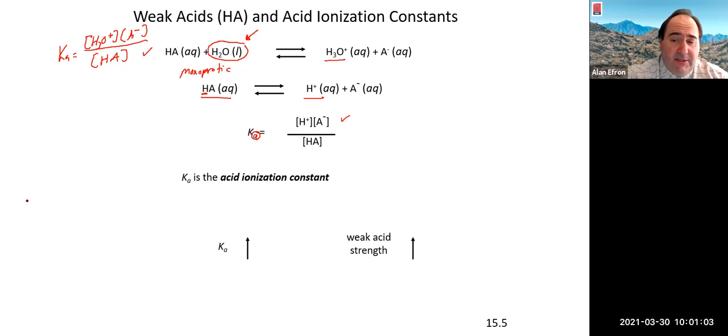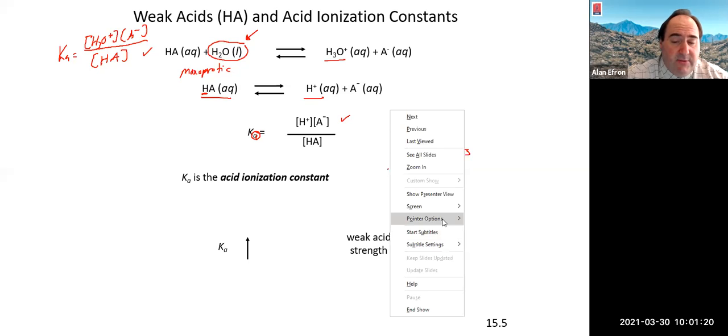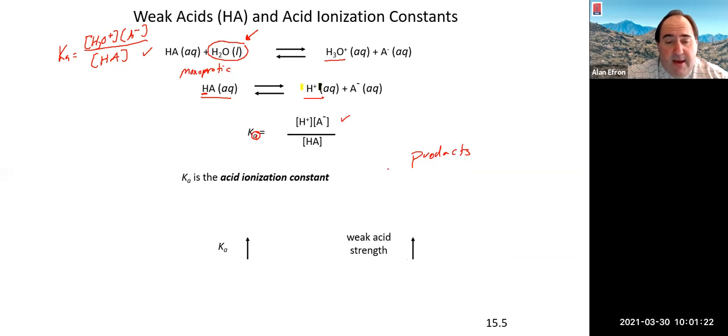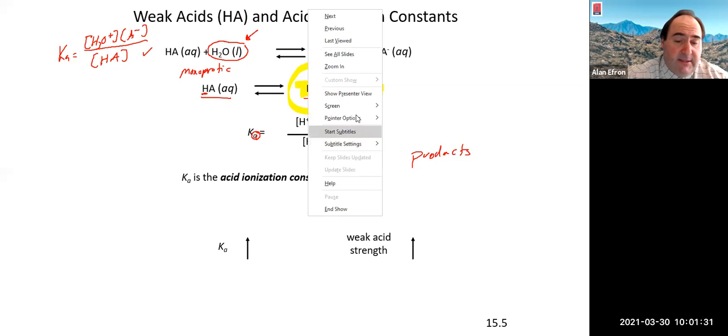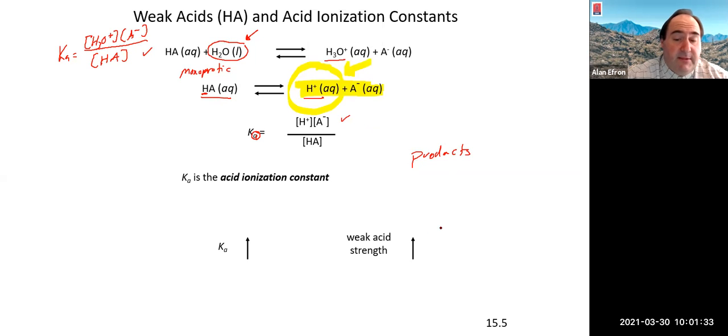So it means essentially the same idea as when we have a large value of K, an equilibrium constant. That means when we reach equilibrium, we mainly have products present. And if we mainly have products present, we have mainly these guys on the product side, and we have a lot of free H plus. Because we have a lot of free H plus, that makes it a stronger weak acid. And that's an important distinction there. It makes it a stronger weak acid.